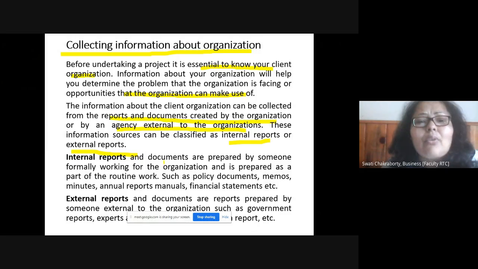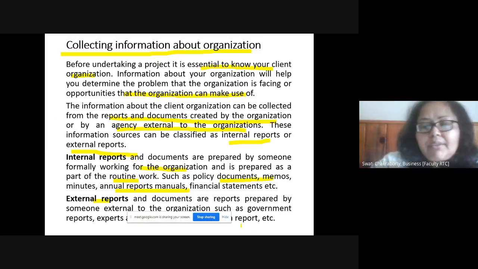Now, internal reports and documents are prepared by someone who's working for the organization, as part of the routine work. So these are the policy documents, memos, minutes, reports, annual reports, financial statements, and so on and so forth. External reports, on the other hand, are documents prepared by those external to the organization. It could be government reports or expert reports. These are the ones that are there.